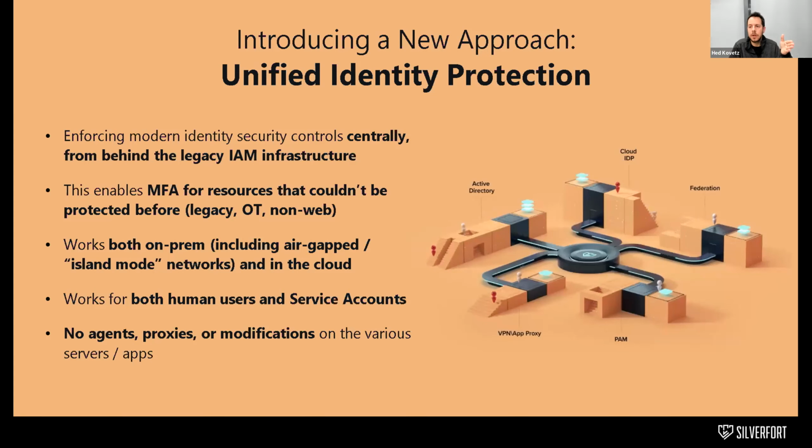So the idea is, let's add secure authentication and access without modifying the system, by sitting behind the legacy identity infrastructure. Meaning that the OT or the legacy system still believes that it's using a legacy protocol. But in fact, we are now sitting behind that legacy identity solution, adding modern security. This means that we can add multi-factor authentication to resources that couldn't be protected before, legacy systems, OT systems, and things that are just not web-based.